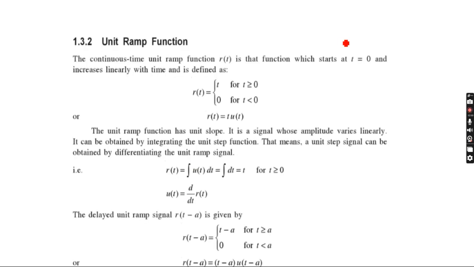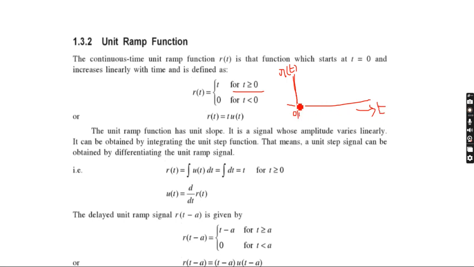The continuous time unit ramp function R of t is that function which starts at t equal to 0 and increases linearly with time and is defined as R of t equal to t for positive values of t. That means for t equal to 0, R of t equal to 0. Here R of t is on the y-axis and the x-axis is t. T is the independent variable, R of t is the dependent variable which depends on t.